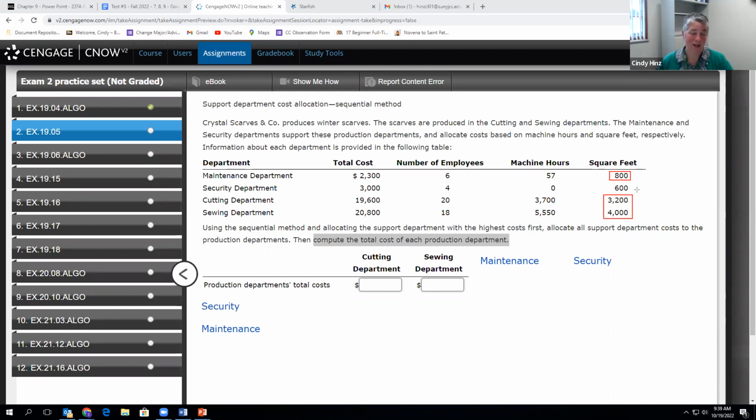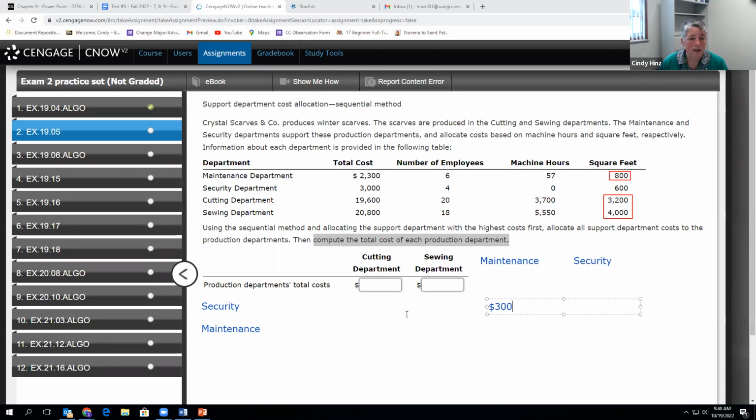We're not allocating the security department to itself, and so we're going to ignore those square feet. We're only using the square feet for the three departments that are going to receive some cost from the security department. So if we add all of those together, it's a total of 8,000 square feet. The maintenance department is 800 of those 8,000, or 10%. From the security department, we're going to allocate 10% of the total cost to the maintenance department. 10% of 3,000 is $300.